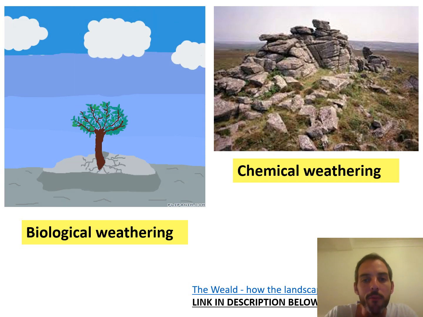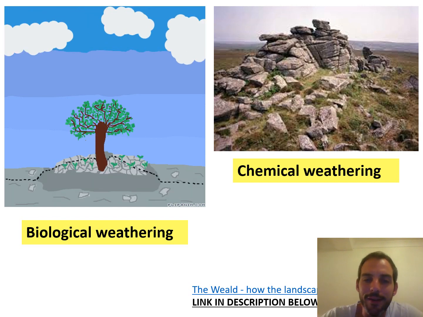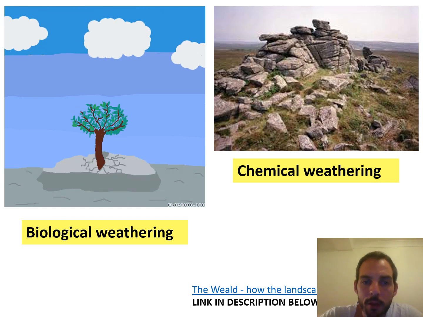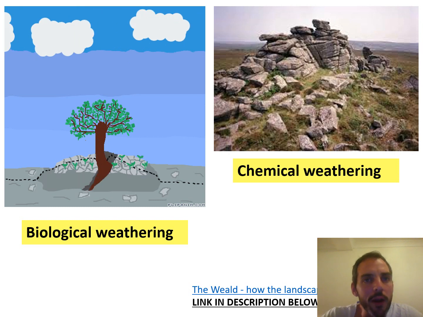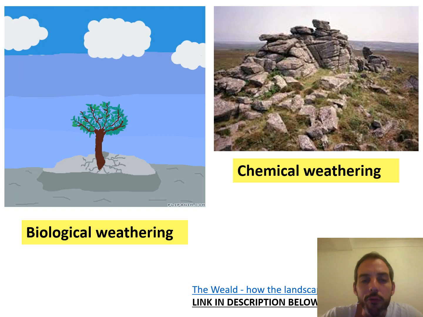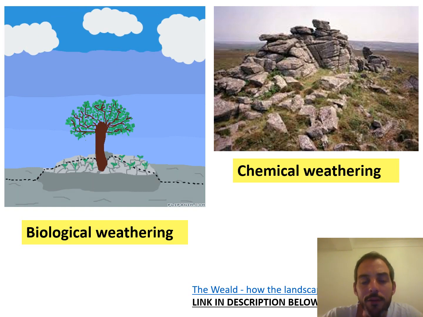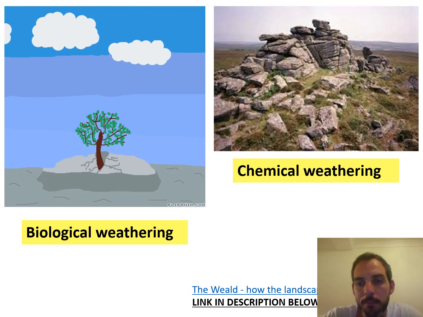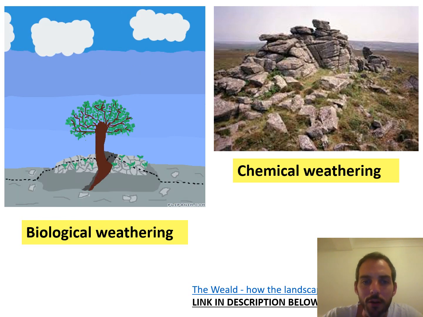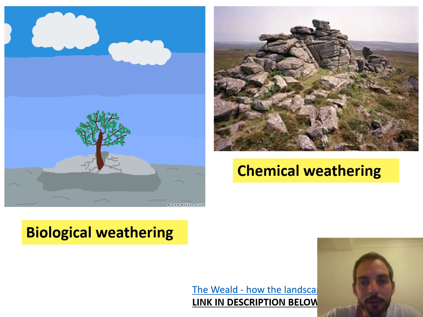The second type of weathering is called chemical weathering. Now this is when slightly acidic rainwater dissolves the softer rocks, sedimentary rocks such as chalk. It even dissolves limestone over time. Again, this is a very slow process that happens over a course of many years.